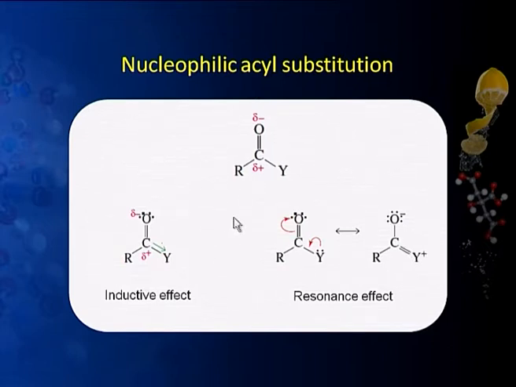Any nucleophile which comes and attacks this carbon of the acid derivative and replaces this Y group will be attached to the COR group, and this COR group is called the acyl group.